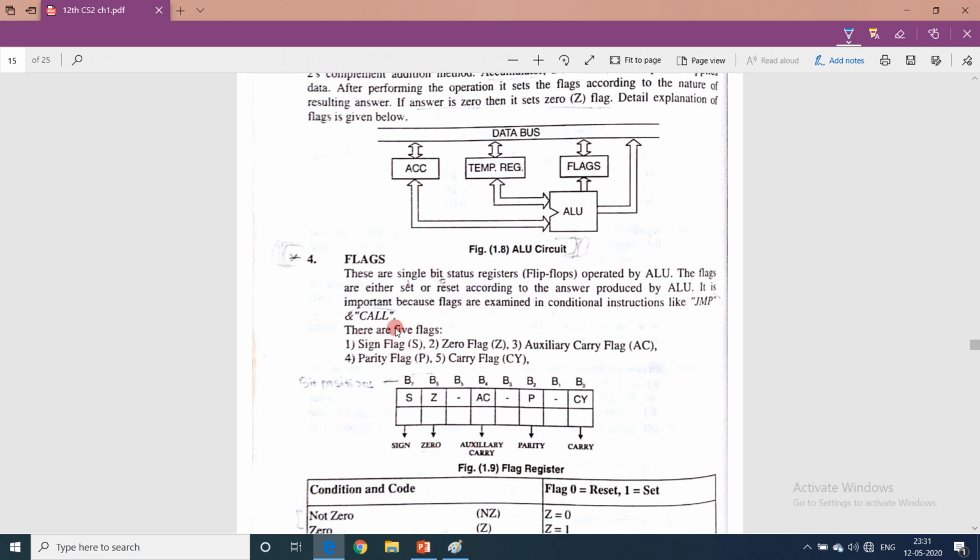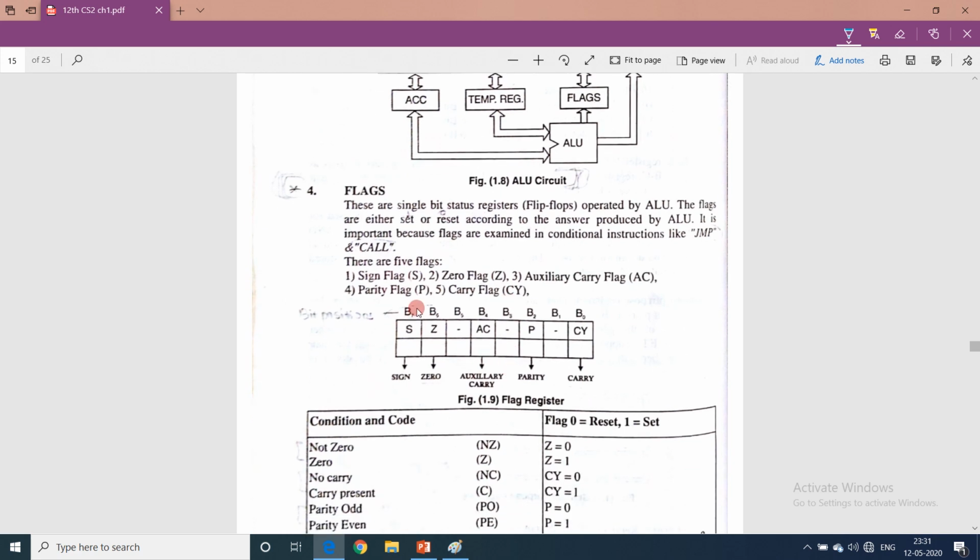As I told you, there are a total of 5 flags. The names of the 5 flags are sign flag, zero flag, auxiliary carry flag, parity flag, and carry flag. Let us study each one in detail one by one. The flag register, if you remember, is 8 bits, out of which only 5 are useful and the remaining 3 are unused.